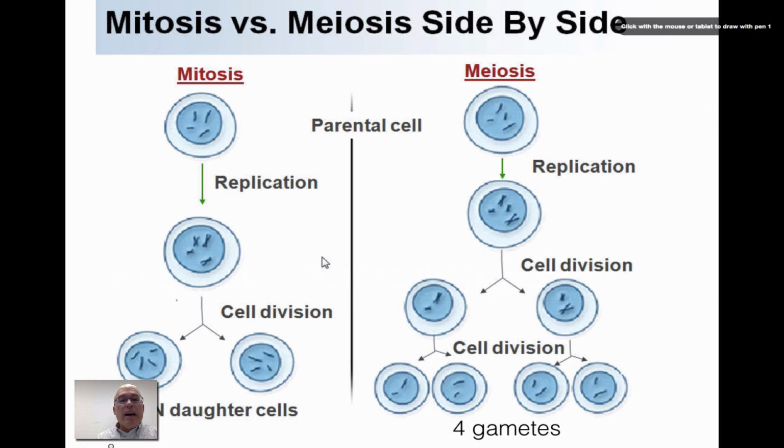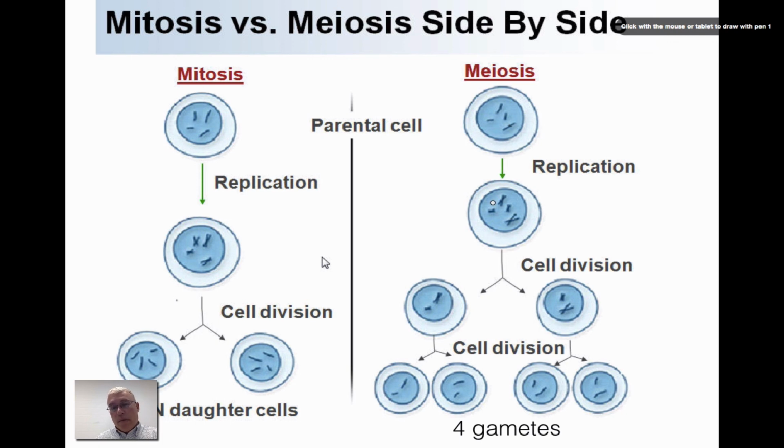Now, comparing these side by side, remember I told you our goal was to be able to compare and contrast these. Over here on the left, we have mitosis, and in mitosis, you just take a cell through a cycle that replicates. So you end up with daughter cells that are 2N, just like the original cell. So in this cell here, we see 4 chromosomes, and down here at the end of mitosis, you see 2 cells, each with 4 chromosomes. Now look over here at meiosis. Same original cell, 4 chromosomes.